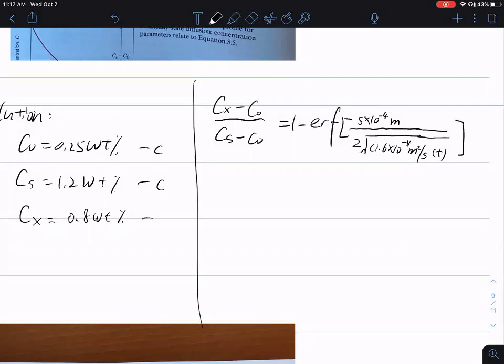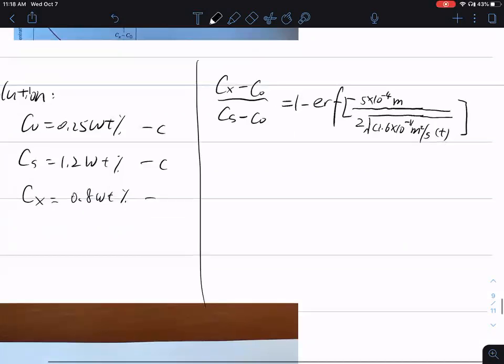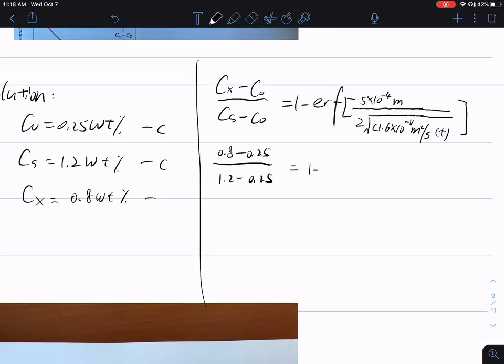Okay, now I forgot to plug in all the values on the left-hand side of the equation. Let's do that. 0.8 minus 0.25. On the bottom here, 1.2 minus 0.25.